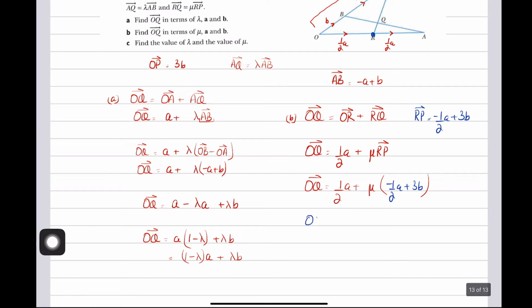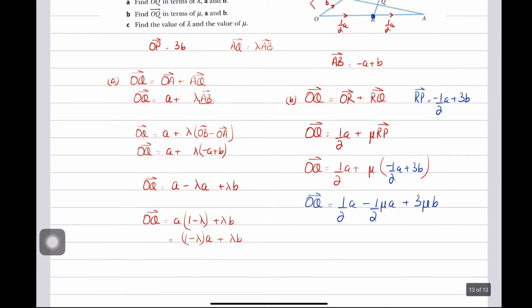Okay. So OQ equals half A minus 1 upon 2 mu times A plus 3 mu times B. It's always best to write A and B later. Okay. Like at the end. Whatever constant it is that you have to write, write that first. And then write everything else after that. Okay.